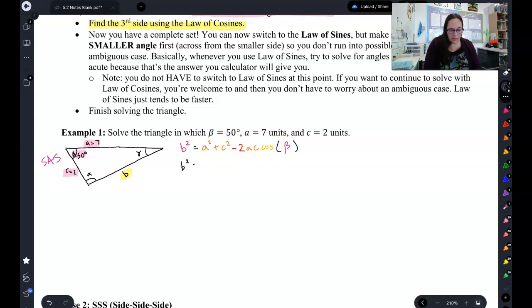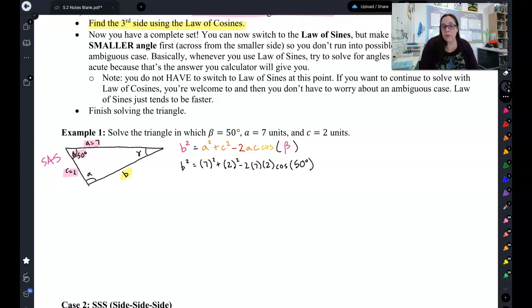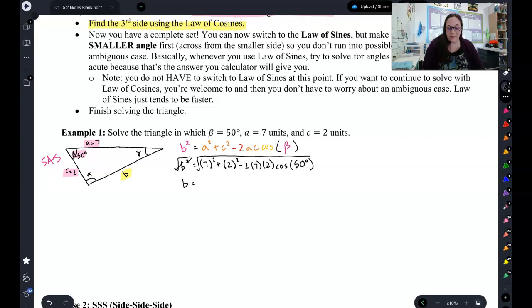I don't know B. I know A is 7. I know C is 2. Repeat those two numbers. Cosine of my angle. Now, you may notice pretty quickly, I actually almost have B solved for. The only thing left I've got to do is square root. So if I square root both sides, that will get B by itself.